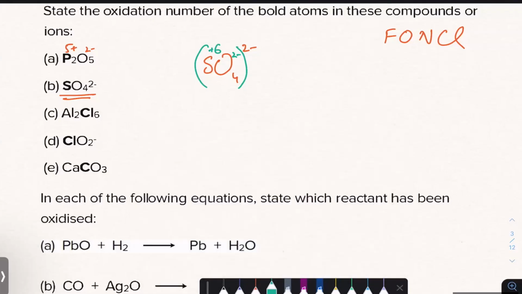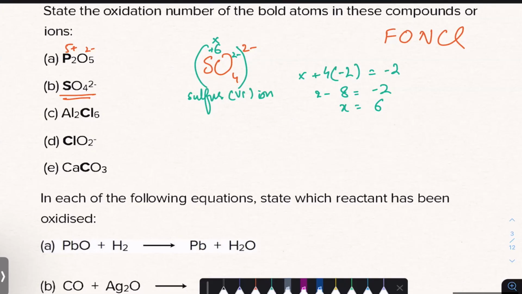If you're somebody who's not very confident in this, then here's another thing you can do. You can just say sulfur is X. So X plus 4 times -2 is going to be equal to -2 overall. So X minus 8 is -2. Just solve this equation. X equal to 6 आ जाएगा. And that's how we know. In fact, this is also called sulfur 6 ion. And the oxidation state is written in Romans.